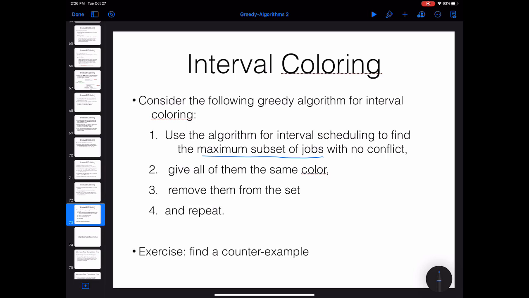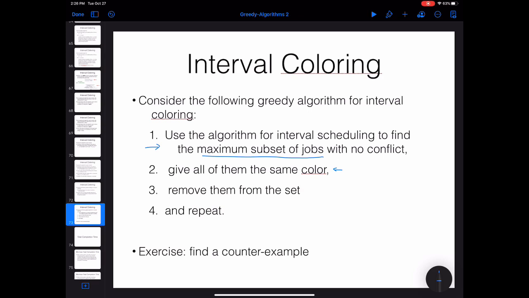So this algorithm is going to use that algorithm to run over the jobs, find that set, and give all of them the same color. You can, right? Because there is no conflict between them. Give all of them the same color, then remove them from the set, rerun the algorithm, again run the algorithm to find the next set of jobs that there is no conflict over them, and then give them a color, and then just repeat.